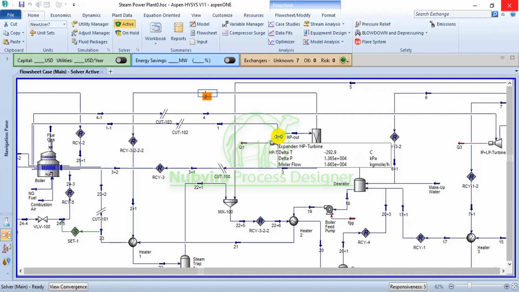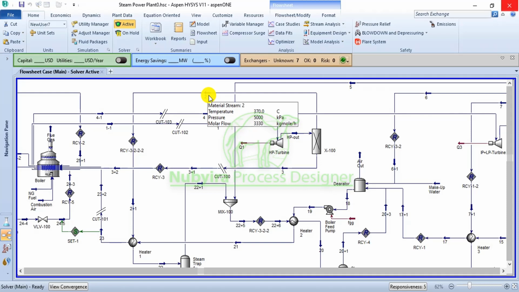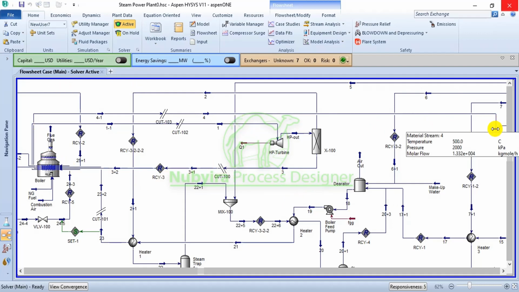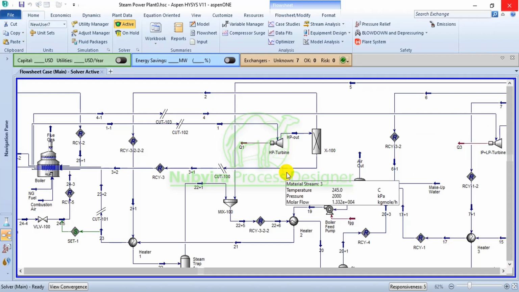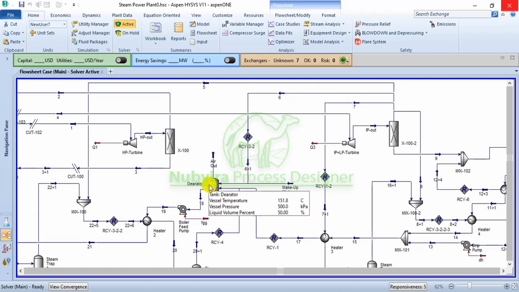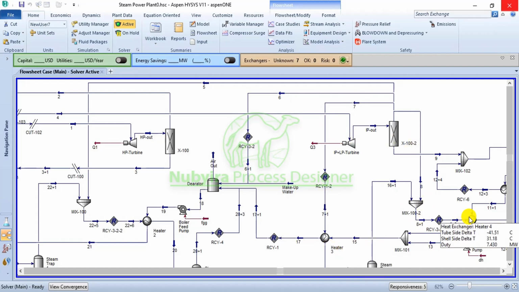I think the first method will be more robust compared to this. So we have stage two that is coming at 5000 kilopascal, which is 50 bar, and this one is coming at 20 bar. So this is reheated and goes to the intermediate pressure turbine. It's coming at 250 and it's reheated to 500 Celsius. And in the intermediate pressure turbine, we have the outlet that is coming for another preheating in the aerator to remove air from the stream, and the other heater. So we have stage 7 for this preheating and stage 8 for this preheating.